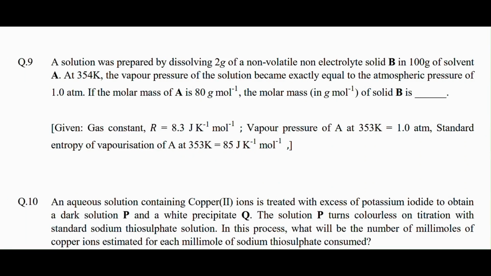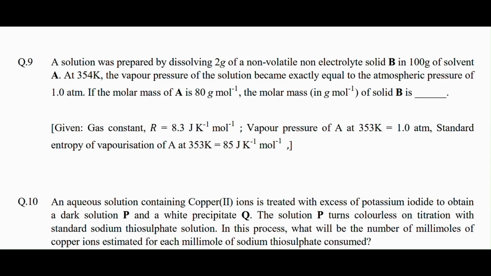Next question that we are taking up is question number 10 from the same sample paper. And the question says, an aqueous solution containing copper 2 ions is treated with excess of potassium iodide to obtain a dark solution P and a white precipitate Q.